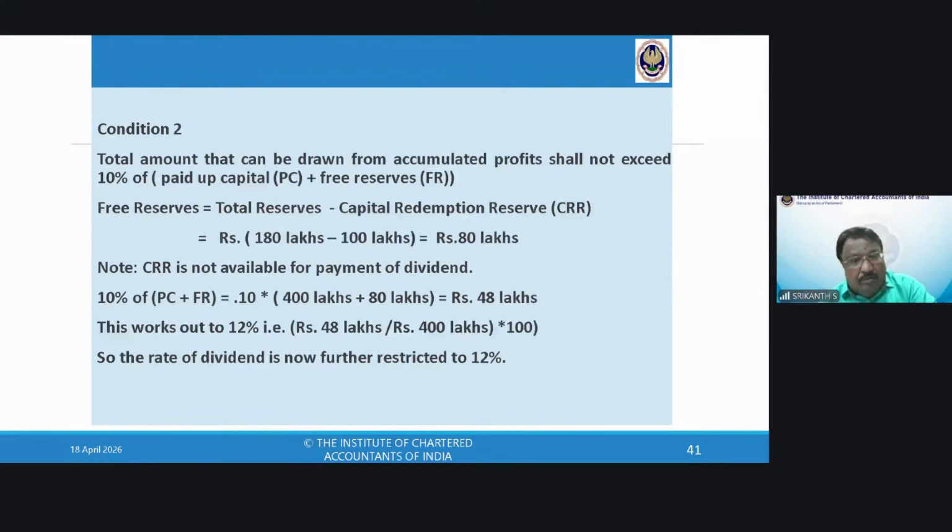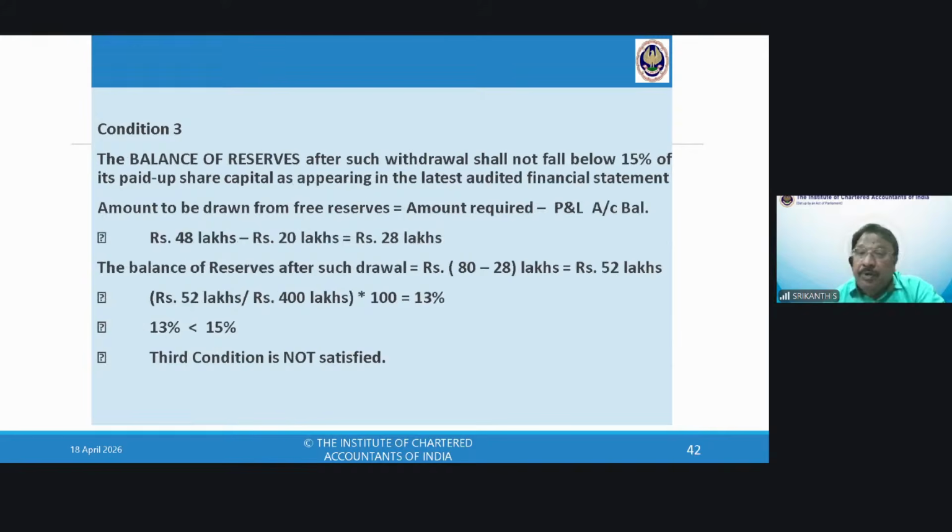Correct? So to answer Mr. Kashish's question, this 48 includes your 20. With the 20 only we are calculating 12%. But from the reserves, how much am I taking? Only 28, because 20 is coming from P&L directly. P&L account gone. Now the reserves is 48.